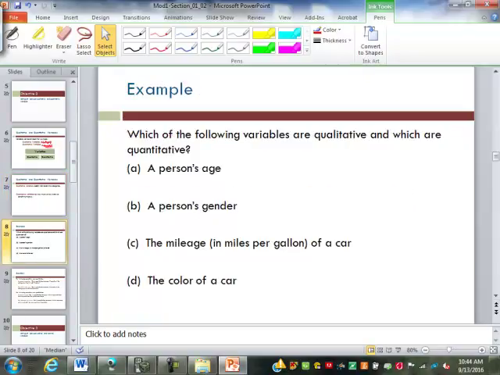So which of the following are qualitative and quantitative? A person's age. Your response is going to be a number. That will be quantitative. Person's gender. That's going to put you into a category. That will be qualitative. Mileage in miles per gallon. That will be quantitative. That's a number. Color of a car. That will be qualitative. Put you into the category.